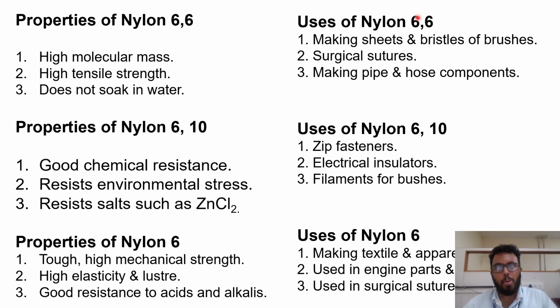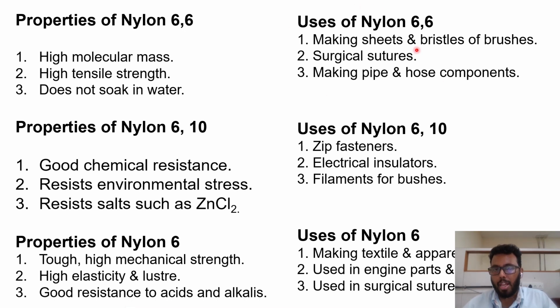Similarly, the properties of nylon 610: good chemical resistance. It also resists environmental stress, and resists salts such as zinc chloride. Nylon 6 is also a tough polymer with high mechanical strength, high elasticity and luster, and it also has good resistance to acids and alkalis.